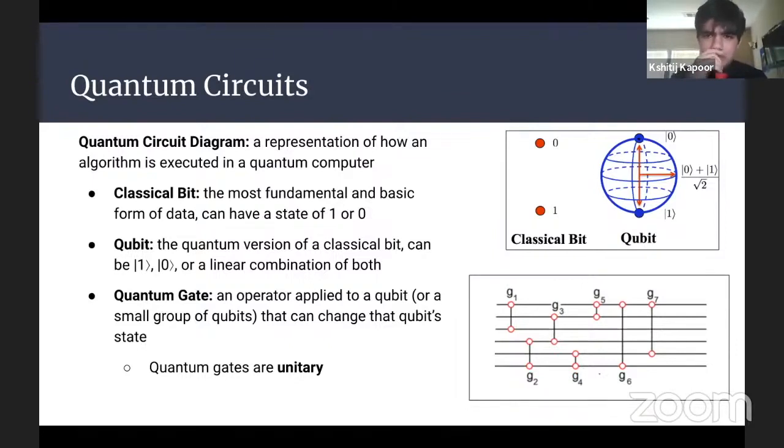Another element of quantum circuits is the quantum gate, which are operators that can be applied to qubits that can change the state of these qubits. Quantum gates are also unitary, meaning they preserve the norm. These are the gates that you can see on the diagram. One last concept to look at is time. Graphically, time is represented from left to right in a quantum circuit diagram.